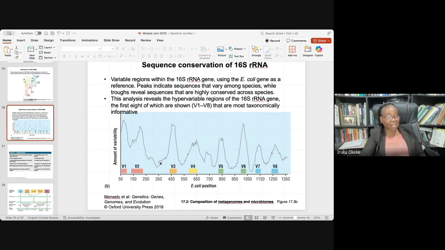A sigma factor is a part of RNA polymerase. RNA polymerase is the enzyme that copies DNA into RNA, the enzyme that does transcription. The sigma factor is what helps the RNA polymerase to bind to the DNA that it's going to transcribe. The sequence that the sigma factor binds to is the promoter. So it's the sequence upstream of the gene that is going to be transcribed.